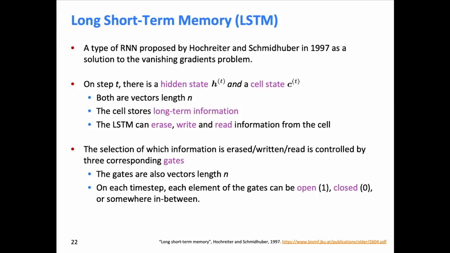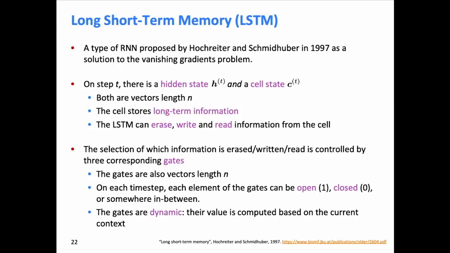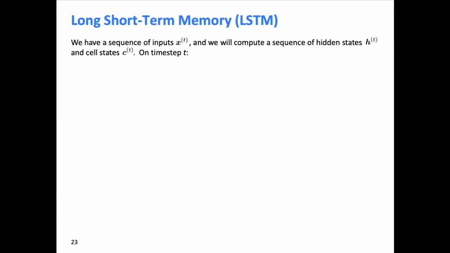The last really important thing is that the gates are dynamic. They're not just set at some constant value for the whole sequence. They're different on each time step t, and their value, that is the decision of whether they're open or closed and in which ways, is computed based on the current context. Here are the equations for the LSTM, which might make it clearer. Suppose we have some sequence of inputs xt, and we want to compute a sequence of hidden states ht and cell states ct. This is what happens on time step t.